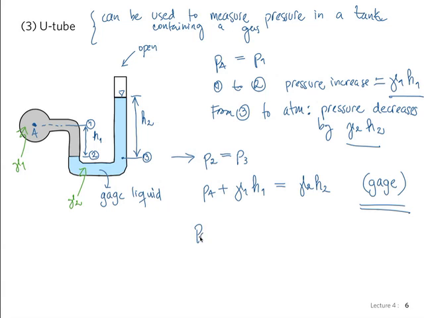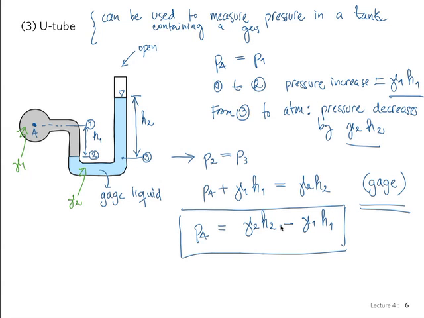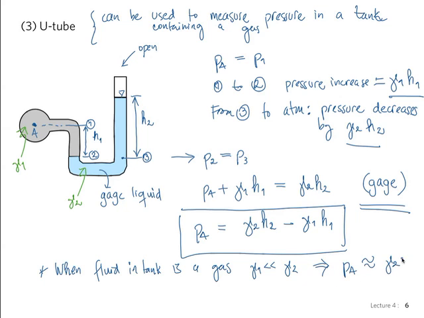So now we can solve for PA, and it's simply going to be equal to gamma 2 H2 minus gamma 1 H1. Now, it could happen that the fluid here is a gas, then perhaps gamma 1 is much smaller than gamma 2, and then we can neglect that other term and write PA is approximately equal to gamma 2 H2.